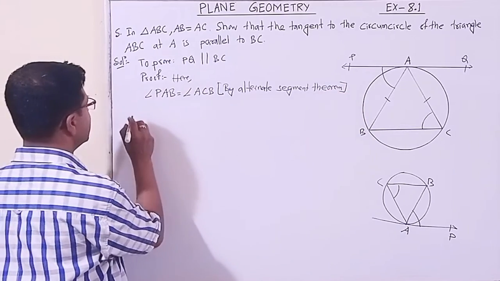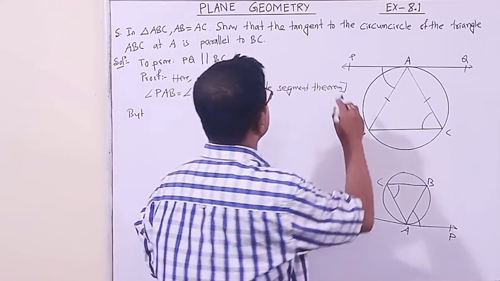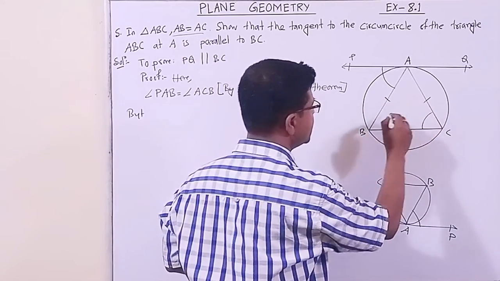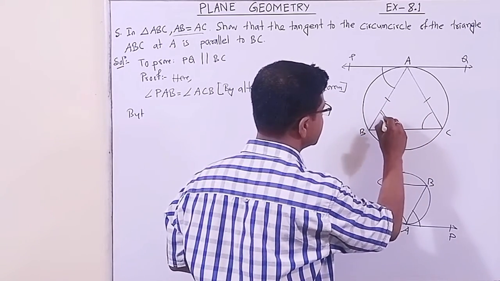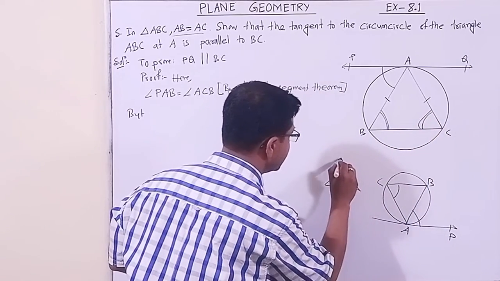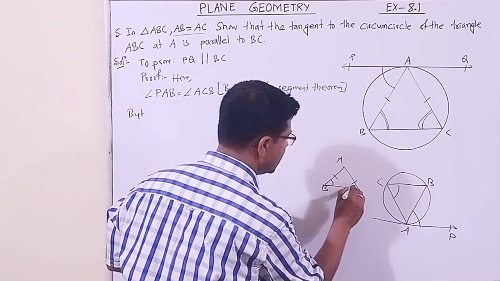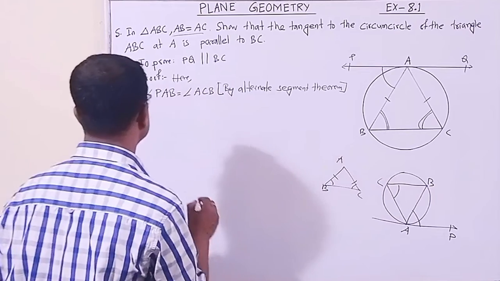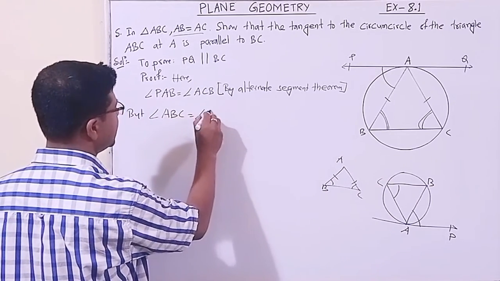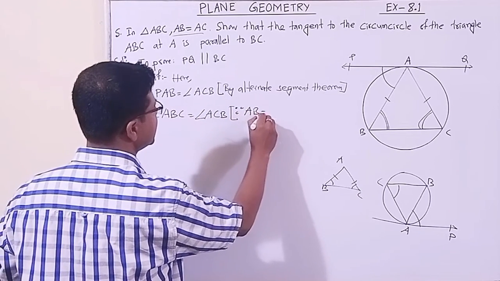Now, but here you see one more piece of information is given. This one we shall use. AB equal to AC. If these two sides are equal, we can write these angles are also equal. Can you write? Yes, because we know that in any triangle ABC, if two sides are equal, their opposite angles are also equal. So let us write, angle ABC equal to angle ACB. Why? Since AB equal to AC.